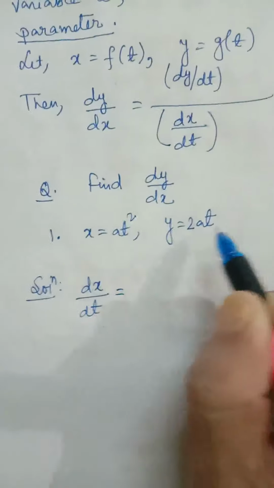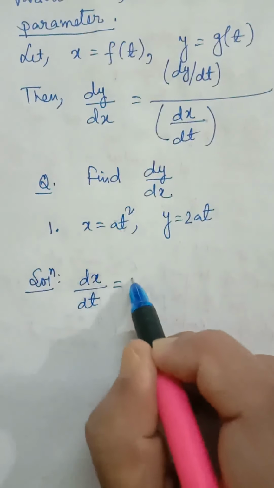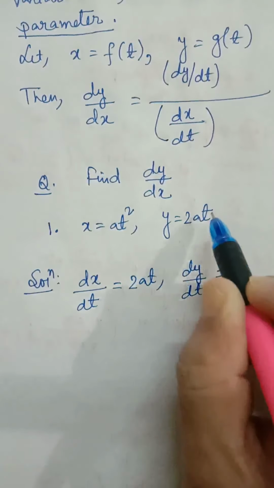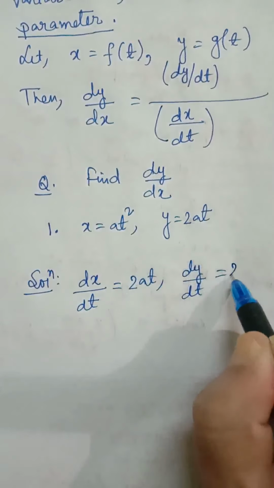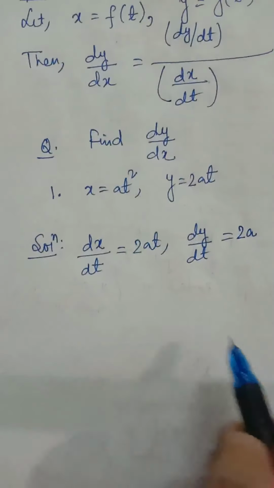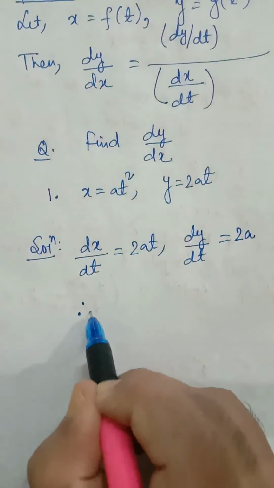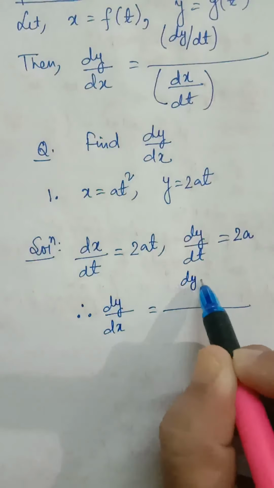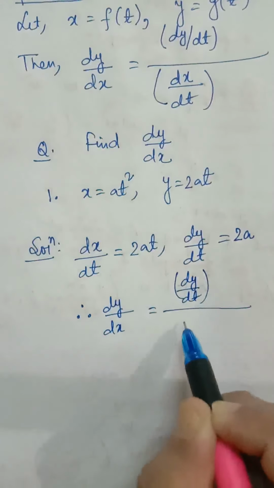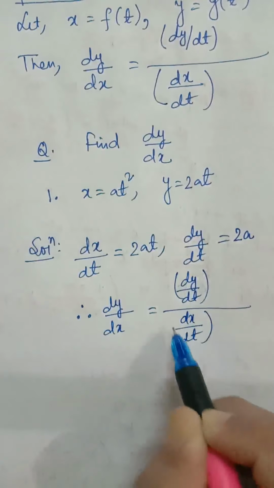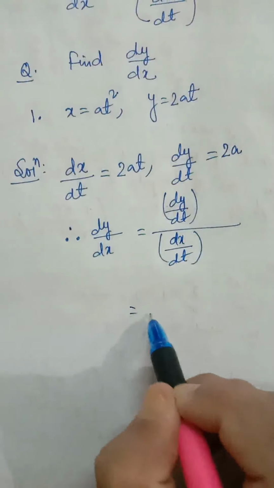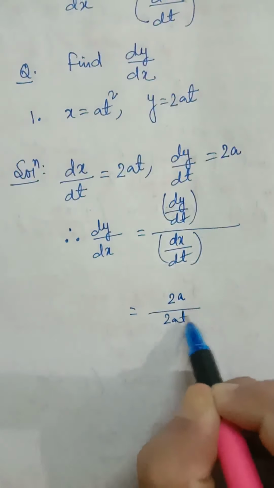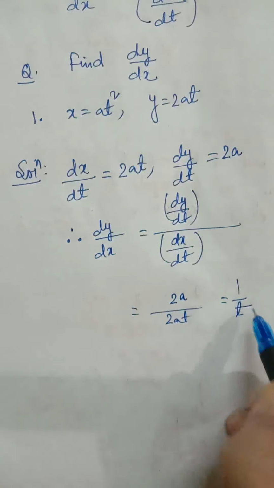dx by dt equal to a is constant, derivative of t square is 2t, this will be 2at. dy by dt equal to derivative of t with respect to t is 1, so as 2a is constant, it will be 2a into 1. So this is dx by dt, this is dy by dt, and therefore dy by dx equal to dy by dt divided by dx by dt. Putting the values of dy by dt and dx by dt, this is 2a and this is 2at. So ultimately this will be 1 by t.